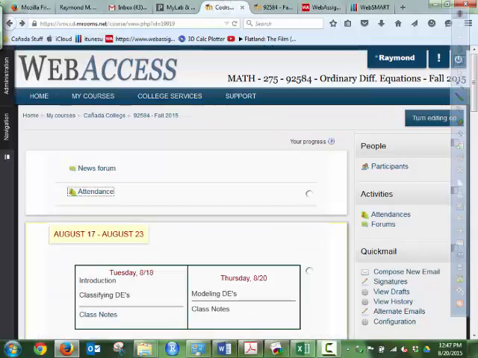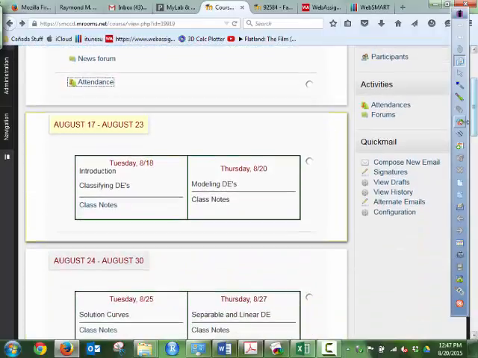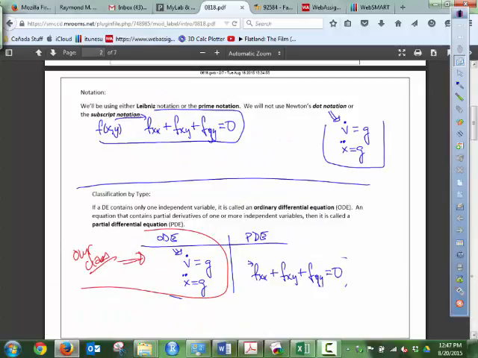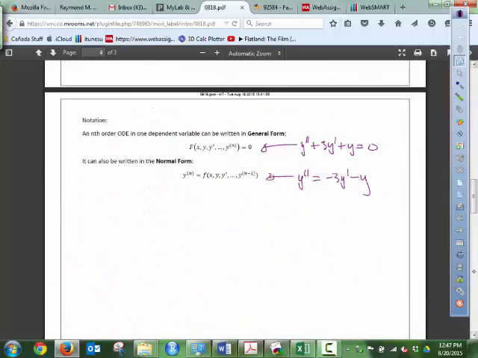In your web access page, I will now set this up so that each week has 2 blocks, and each block has the topics that we're planning to cover, and would also have the class notes from the previous class. Okay, so that would now be available for you. Questions? Okay.